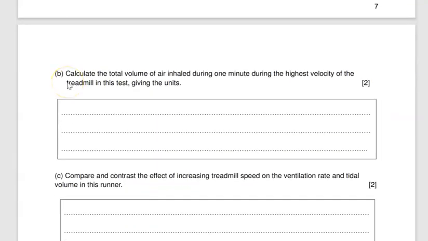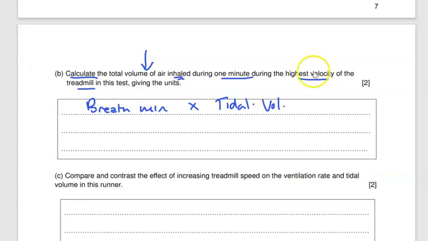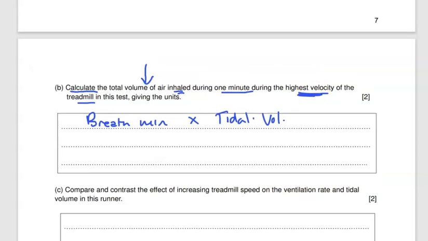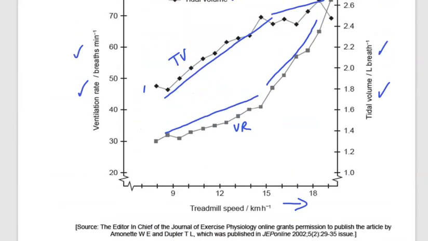Now we're required to do a calculation, so we're going to have to go back to the graph: the total volume of air inhaled in 1 minute at the highest velocity of the treadmill. What we're going to have to do is multiply the breaths per minute, the ventilation rate, by the tidal volume. So we need to find these two values, and remember it's at the highest velocity of the treadmill. So let's go take a look back at that. Apologies for scrolling.